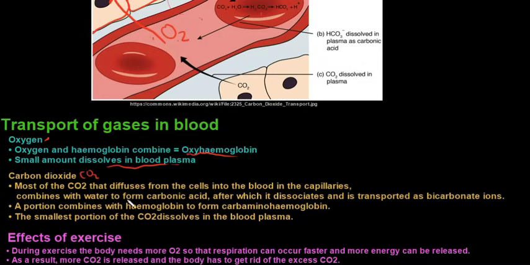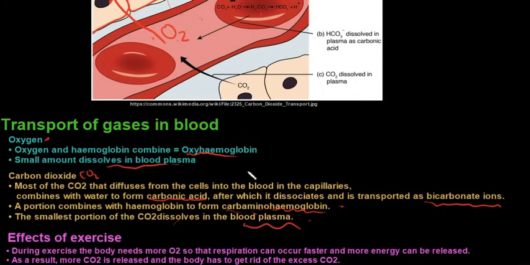Then with carbon dioxide, most of the carbon dioxide that diffuses from the cells into the blood capillaries combines with water to form carbonic acid, which then dissociates and is transported as bicarbonate ions. Now a portion of that combines with hemoglobin as well, and it forms carbaminohemoglobin, and a small amount of carbon dioxide dissolves into the blood plasma as well.